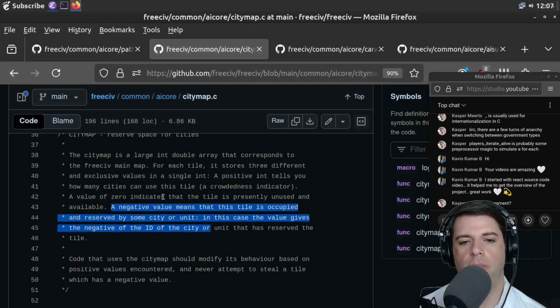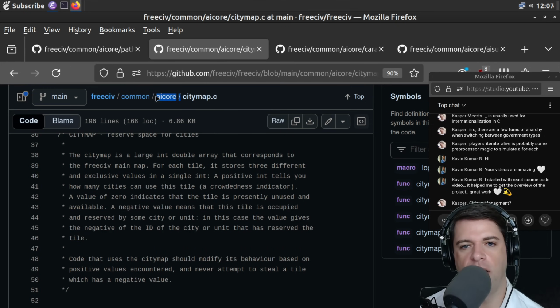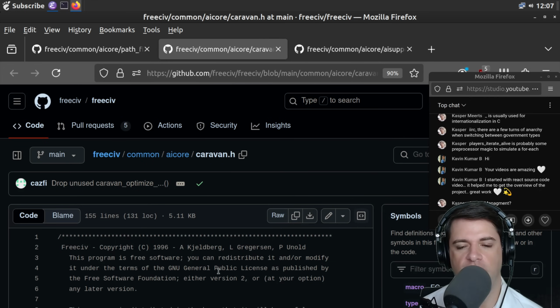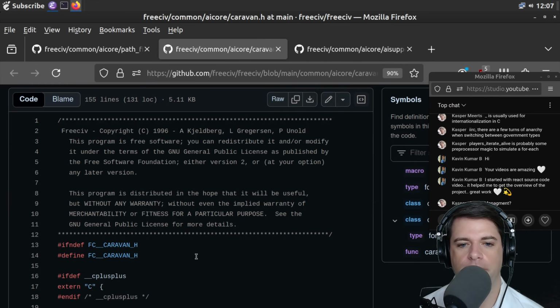Okay, so this is just some map that I guess the AI uses, since we're in AI core, to know where it can go. So it can update the map as the game plays on. It can look stuff up rather than having to iterate over the tile to search for things.